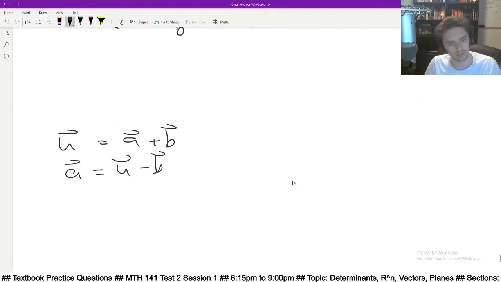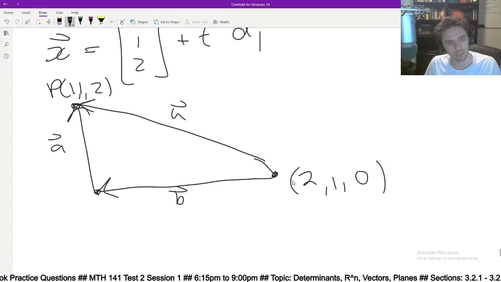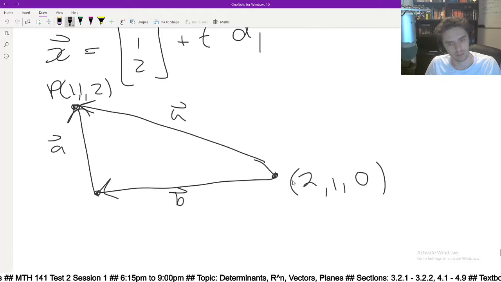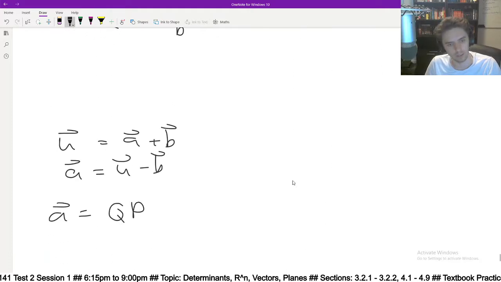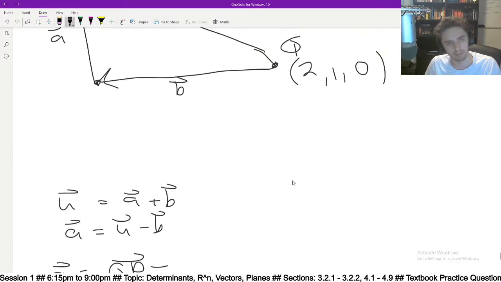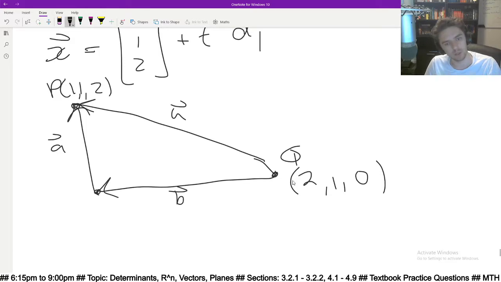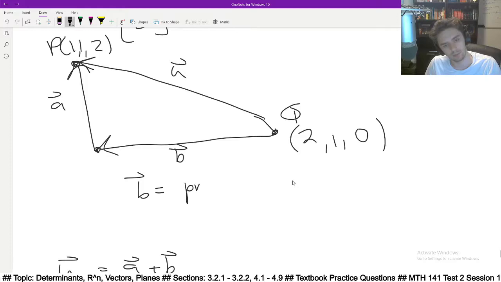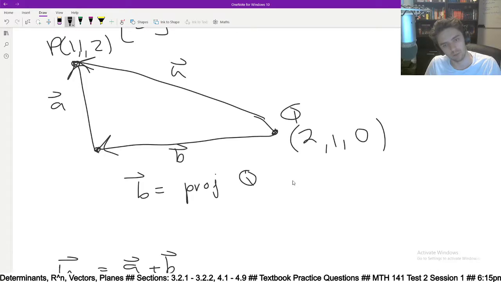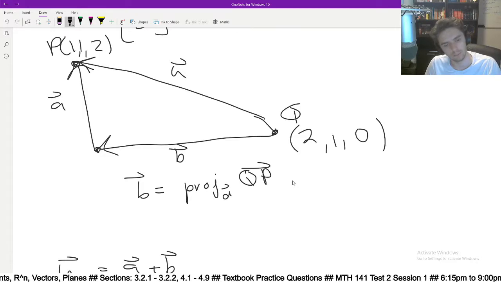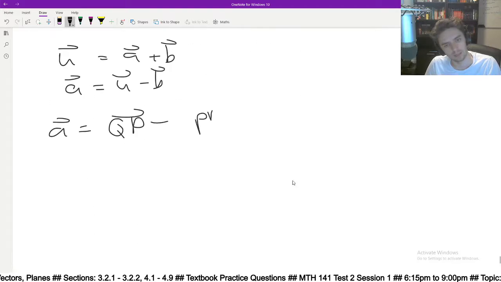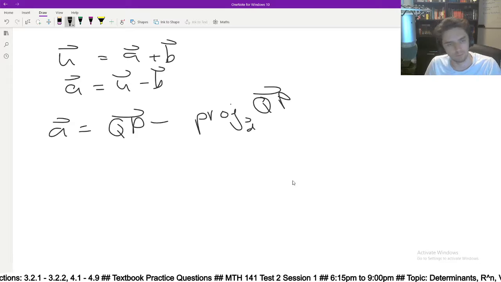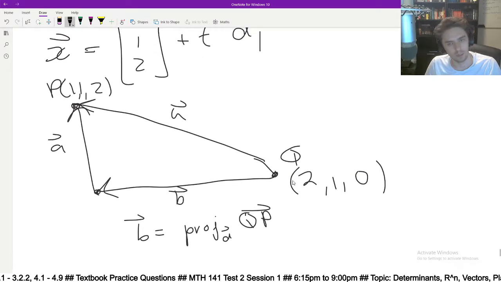Well, what are all these things? U is just QP. So QP minus B, and B is the projection of QP onto D. So it's QP minus the projection of QP onto D. First let's find QP, so it's P minus Q.